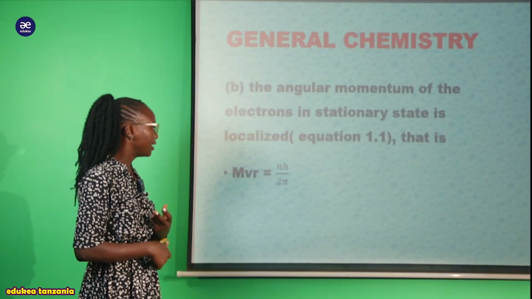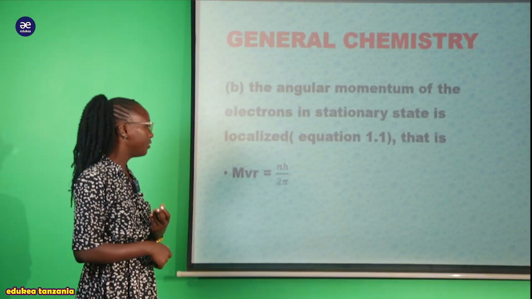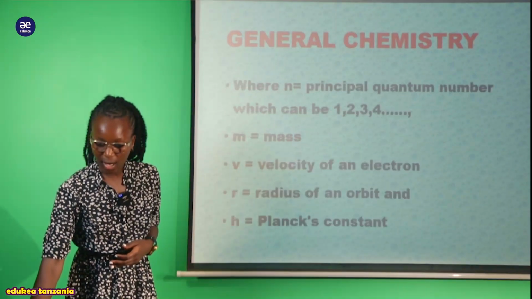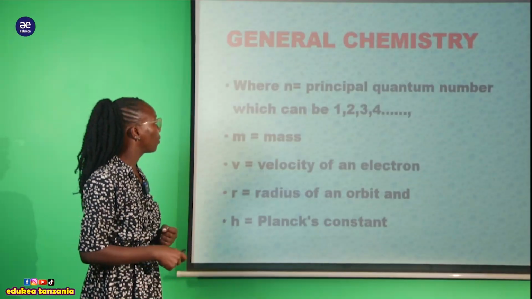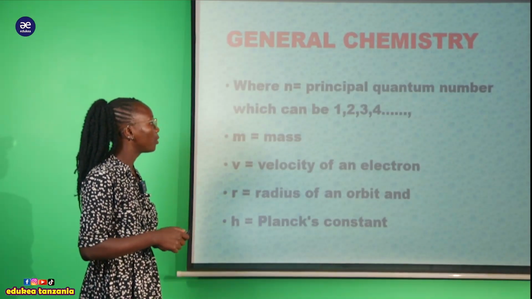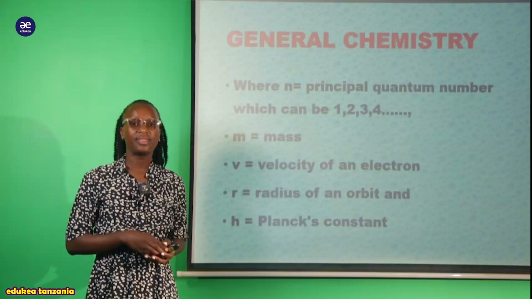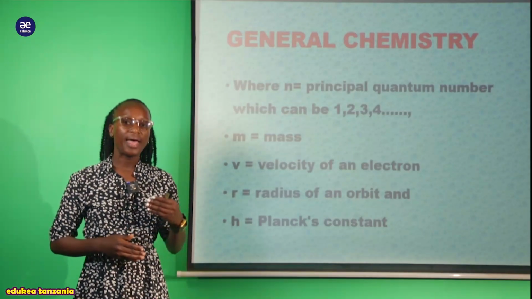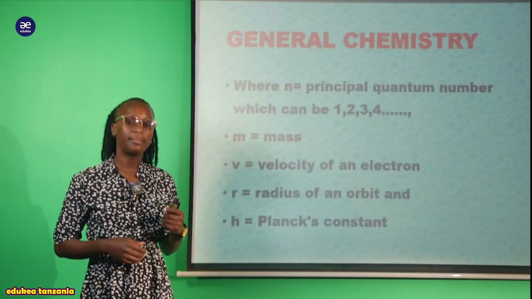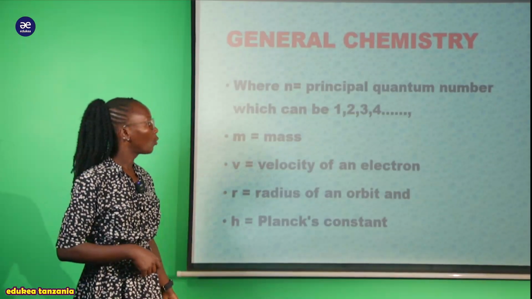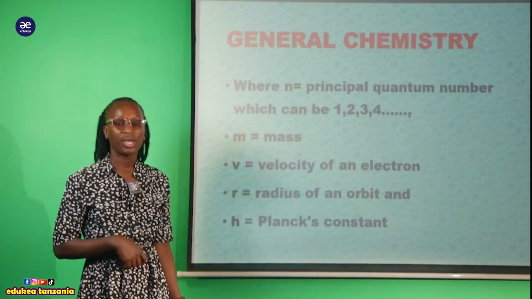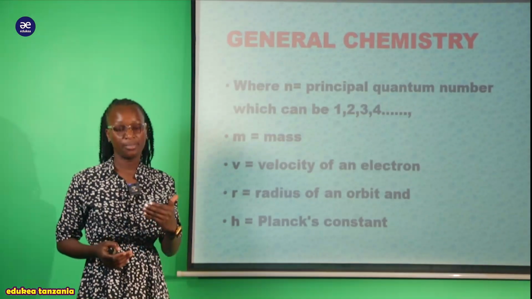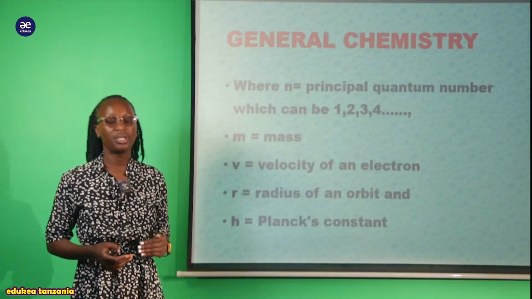Lakini n ina maana gani? H ina maana gani? mvr ina maana gani? So you can see that in this angular momentum equation, n ni principal quantum number which can be either 1, 2, 3, 4 and so forth. Kwamba n inaexpress the principal quantum number. Tutaenda kuona hizo principal quantum numbers wakati tunasoma subtopic ya mwisho kabisa, the quantum theory. Tutaenda kuziona vizuri in detail.